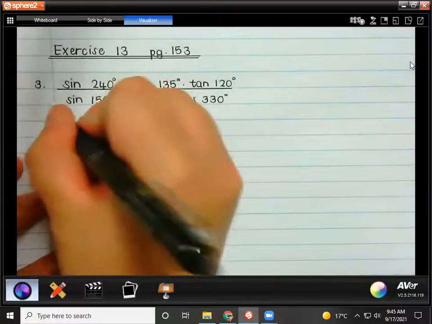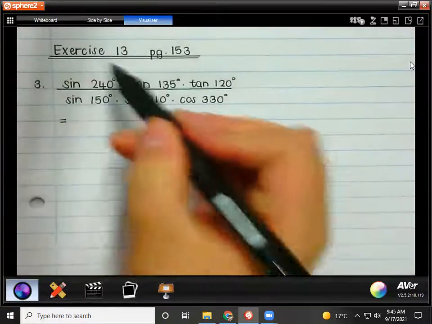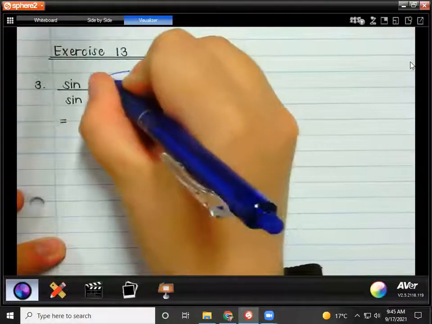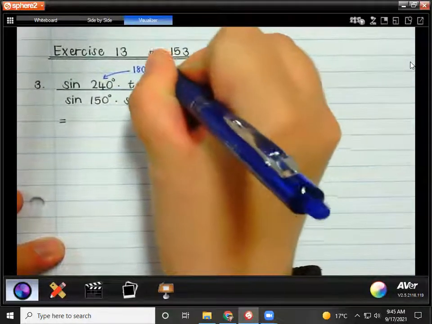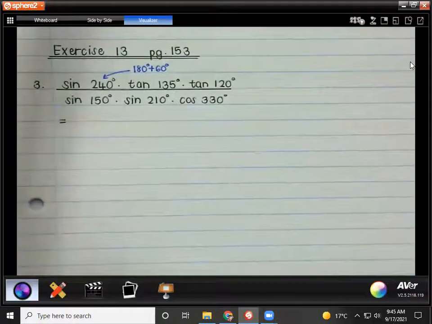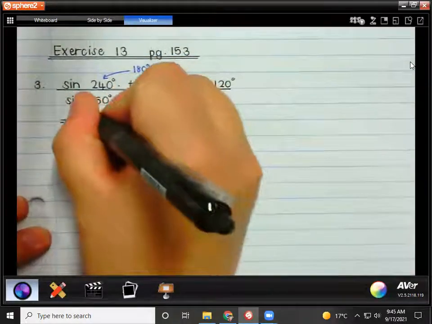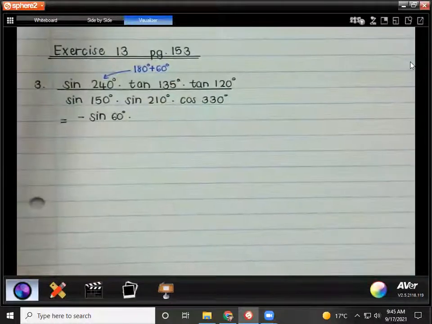So I'm going to skip that middle step, guys. I'm not going to write it as 180 plus. I'm just going to do it here at the top, if that's fine. Sorry, I'm just trying to save some time. So 240 is 180 plus 60, right? Which quadrant is that in? Quadrant 3. What is sine in the third quadrant? Negative. So this is going to become negative sine 60. That first one.